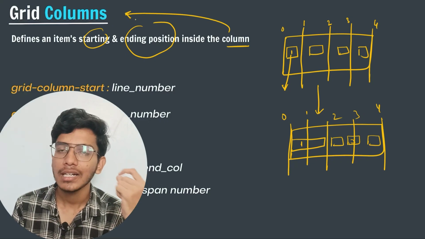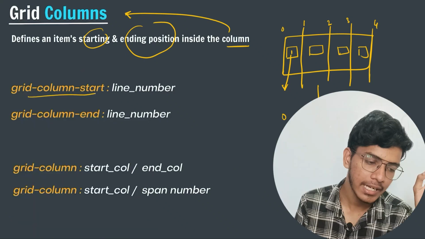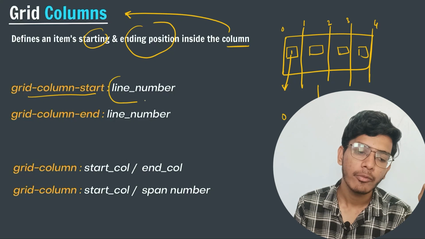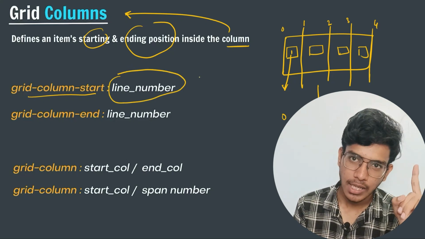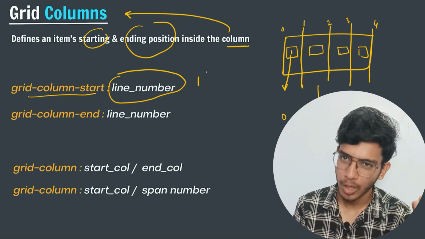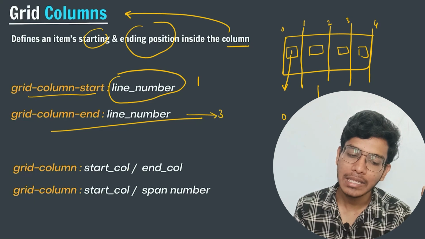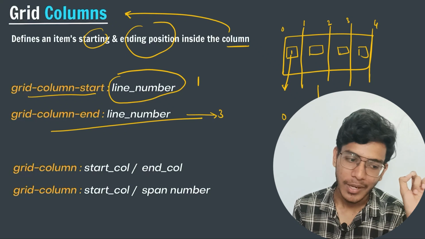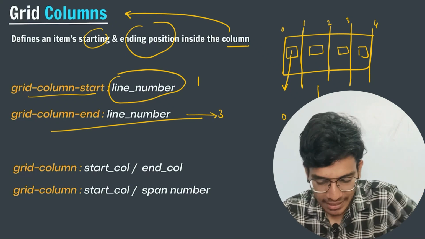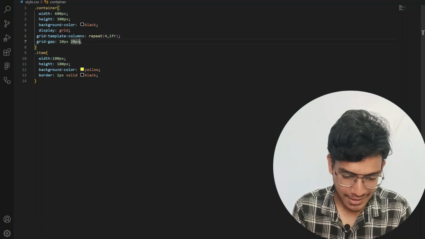Now how are we going to implement this? We will write grid column start and give a line number. Let's say I want to start at line 1, which is my column line 1, and I want to end my element at line 3. How can I do it? I can do it by writing this property. Okay, enough theory, let me show you the code.